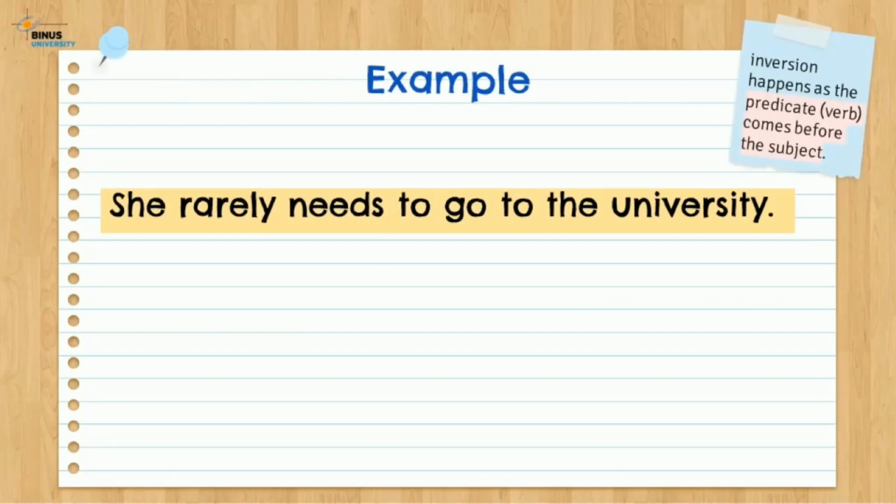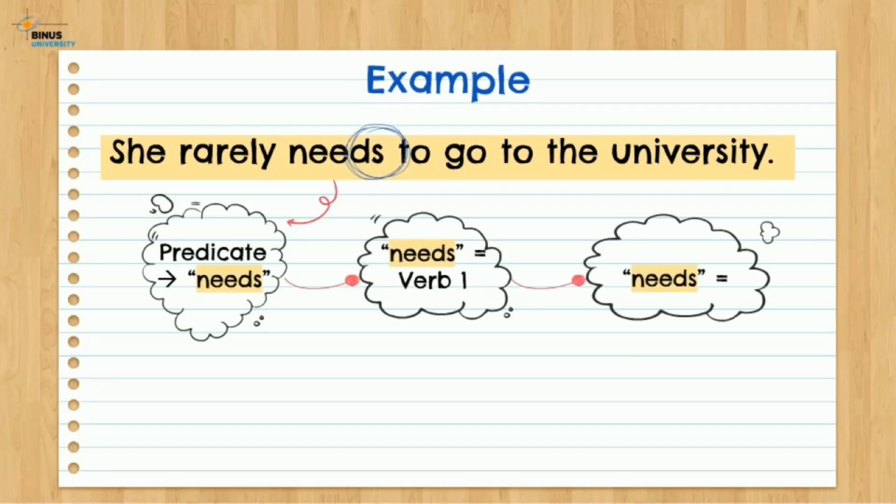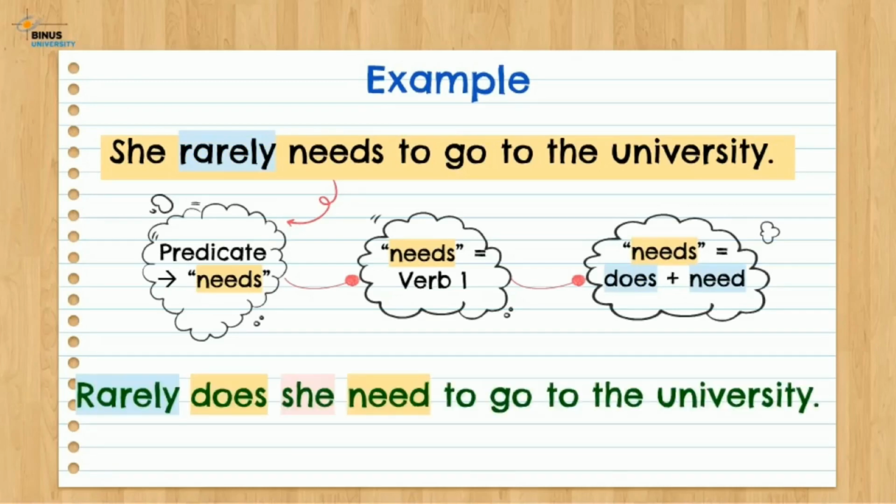Remember that inversion happens as the predicate or the verb comes before the subject. This example shows that in the sentence, the predicate is needs. Needs is verb 1. Because the letter S in needs comes from the helping verb does, we break it to does and need. And since there is a negative expression, rarely, we simply move it to the beginning of the sentence.